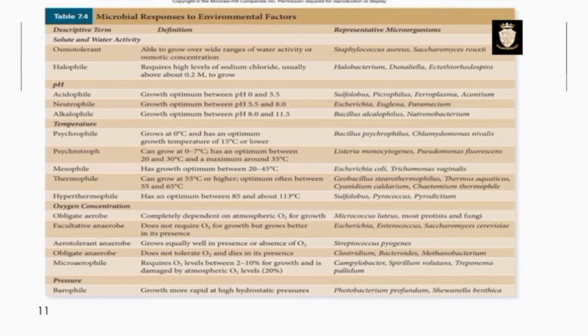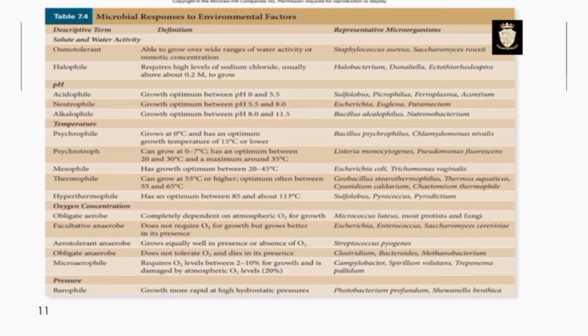Obligate aerobe, which means completely dependent on atmospheric oxygen for growth. Example, Micrococcus luteus. The other term is facultative anaerobe, which means does not require oxygen for growth but grows better in its presence. Example, Escherichia. Then aerotolerant anaerobe grows equally well in presence or absence of oxygen. Example, Streptococcus pyogenes.